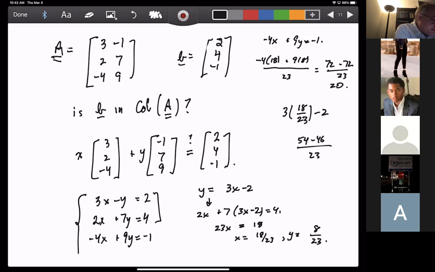And I've got a problem, right? Negative 4x plus 9y is equal to 0. It's not equal to negative 1. So I could not solve the system. So that vector on the right-hand side is not in my column space.